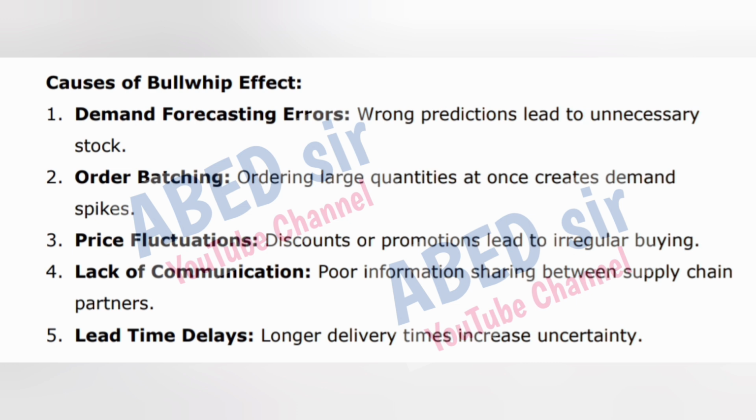Causes of bullwhip effect. 1. Demand forecasting errors. Wrong predictions lead to unnecessary stock. 2. Order batching. Ordering large quantities at once creates demand spikes. 3. Price fluctuations. Discounts or promotions lead to irregular buying. 4. Lack of communication. Poor information sharing between supply chain partners. 5. Lead time delays. Longer delivery times increase uncertainty.